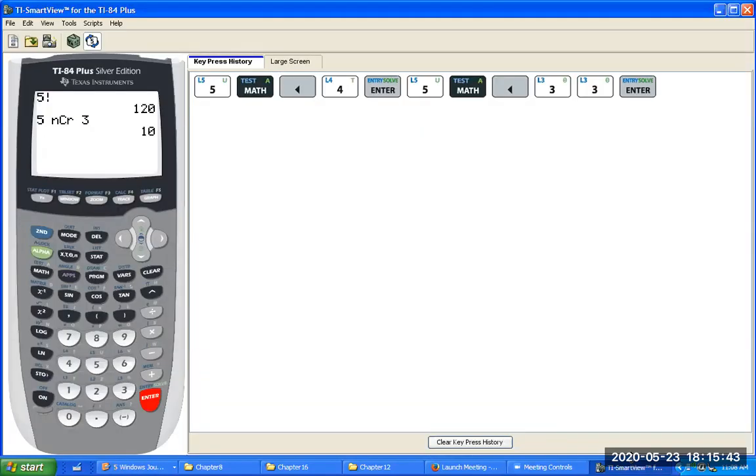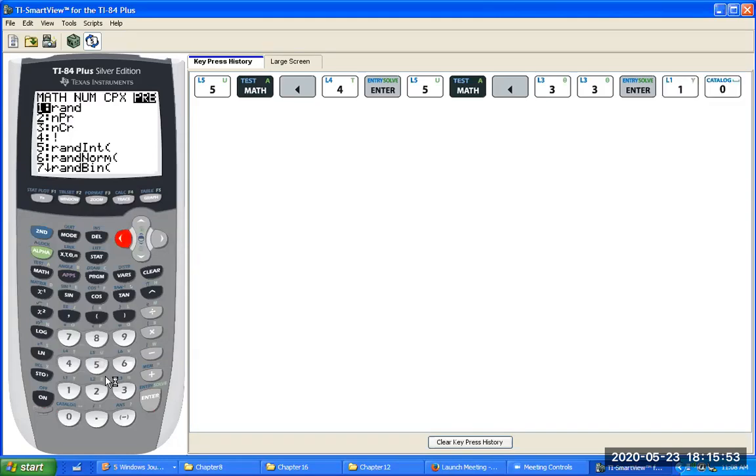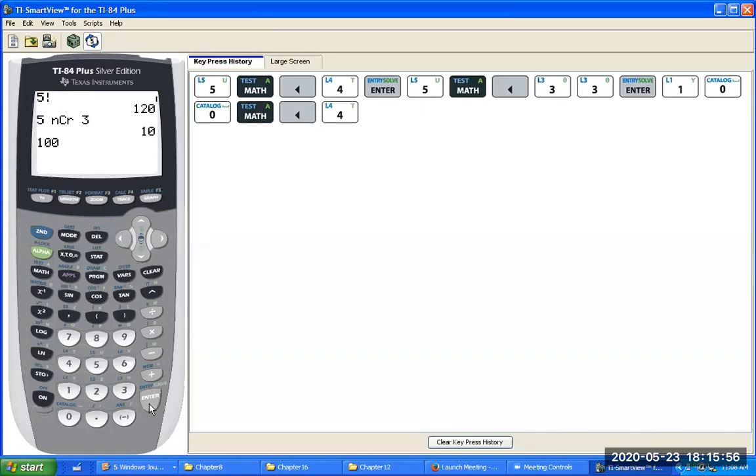100 factorial. Okay. Error overflow. It's too big. So even if I tried to plug it in, it turns out that that's too big of a number. So that's probably not the correct way to do it.